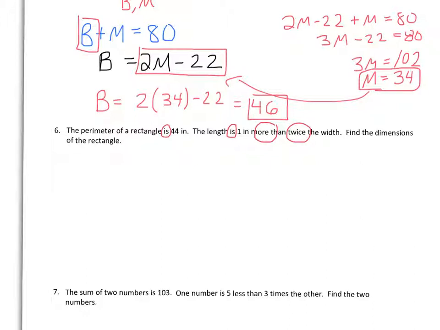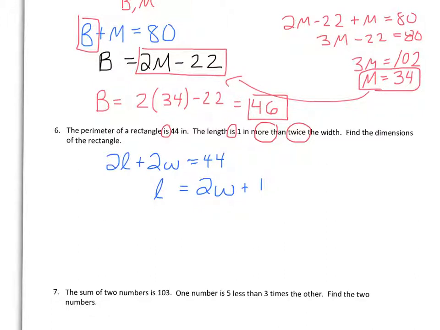So what was the formula of perimeter? What was it, Joaquin? Formula for perimeter. Good job. 2L plus 2W. So we know 2L plus 2W is 44. And then it says the length is, so we write always length is, L equals 1 more than twice the width. So we're going to have twice the width, 1 more than that, or we could have 1 plus 2W either way.